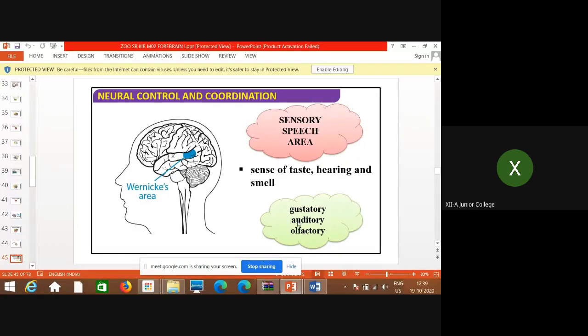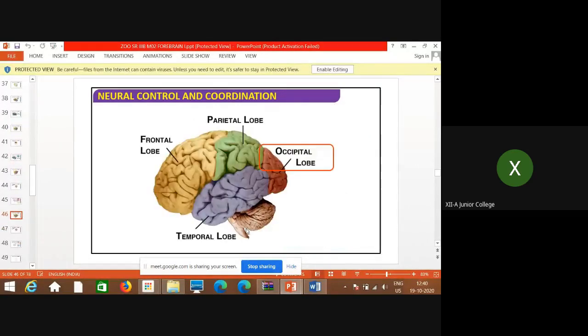Sense of taste is what? Gustatory area, which is related to the tongue. Auditory, that means listening, auditory area, and the olfactory, that is smell. So all three types of senses are occupied in the sensory area, where this is also a very important part. You can remember the Wernicke's area present in the temporal lobe. Okay, so this is a very important thing you need to remember.